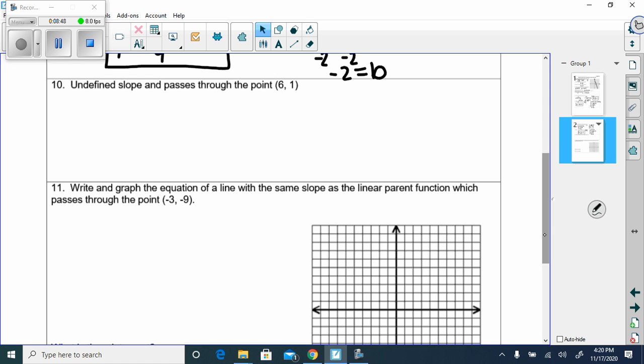All right, if I have an undefined slope, this should tell me that I have an x equals equation. Because remember from yesterday's notes, if my slope is undefined, I have x equals some number. So my number that x equals apparently is the value of 6. So here's my equation.